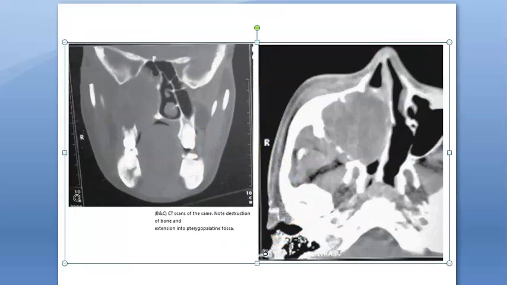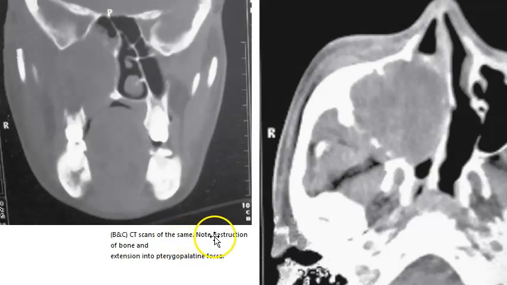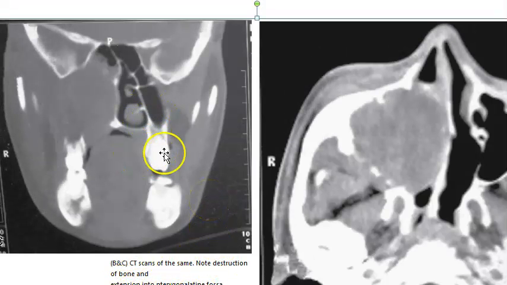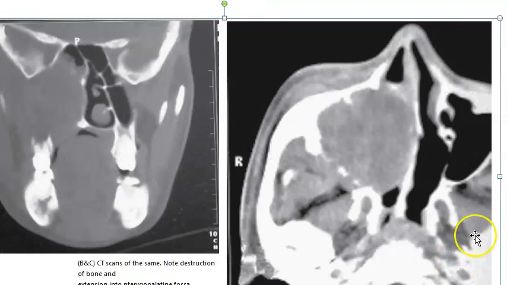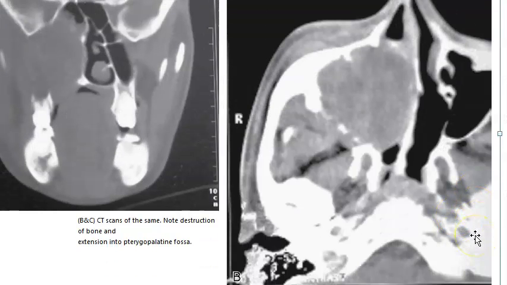What are they showing here? CT scans, destruction of bone and extension into pterygopalatine fossa. So it has extended the mass into the pterygopalatine fossa. Looks like the mass is here, isn't it?